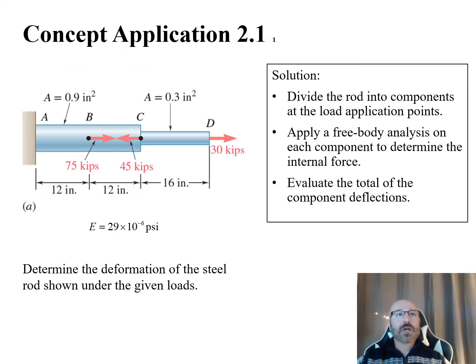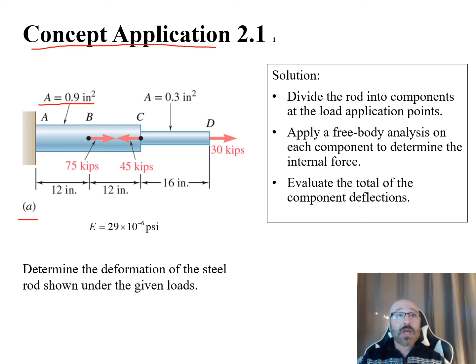So now I want to take a look at a concept application here. We can see in our diagram, figure A, we have this rod set up where we have a cross-sectional area from A to C of 0.9 inches squared. Then from C to D, we have a smaller diameter, so a smaller cross-sectional area of 0.3 inches squared.